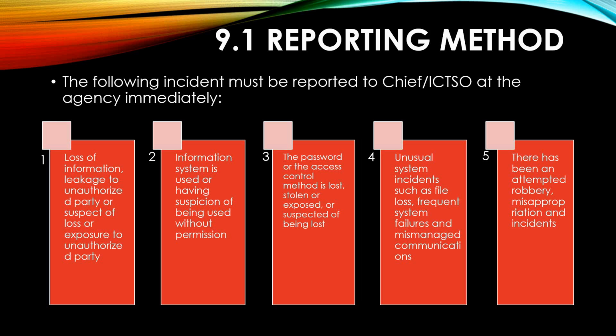Number 1 is the loss of information, leakage to an unauthorized party, or suspected loss or exposure to an unauthorized party. Number 2, the information system is used or suspected of being used without permission. Number 3, the password or the access control method is lost, stolen or exposed, or suspected of being lost. Number 4, unusual system incidents such as file loss, frequent system failures, and mismanaged communications. Number 5, there has been an attempted robbery, misappropriation, and incidents.